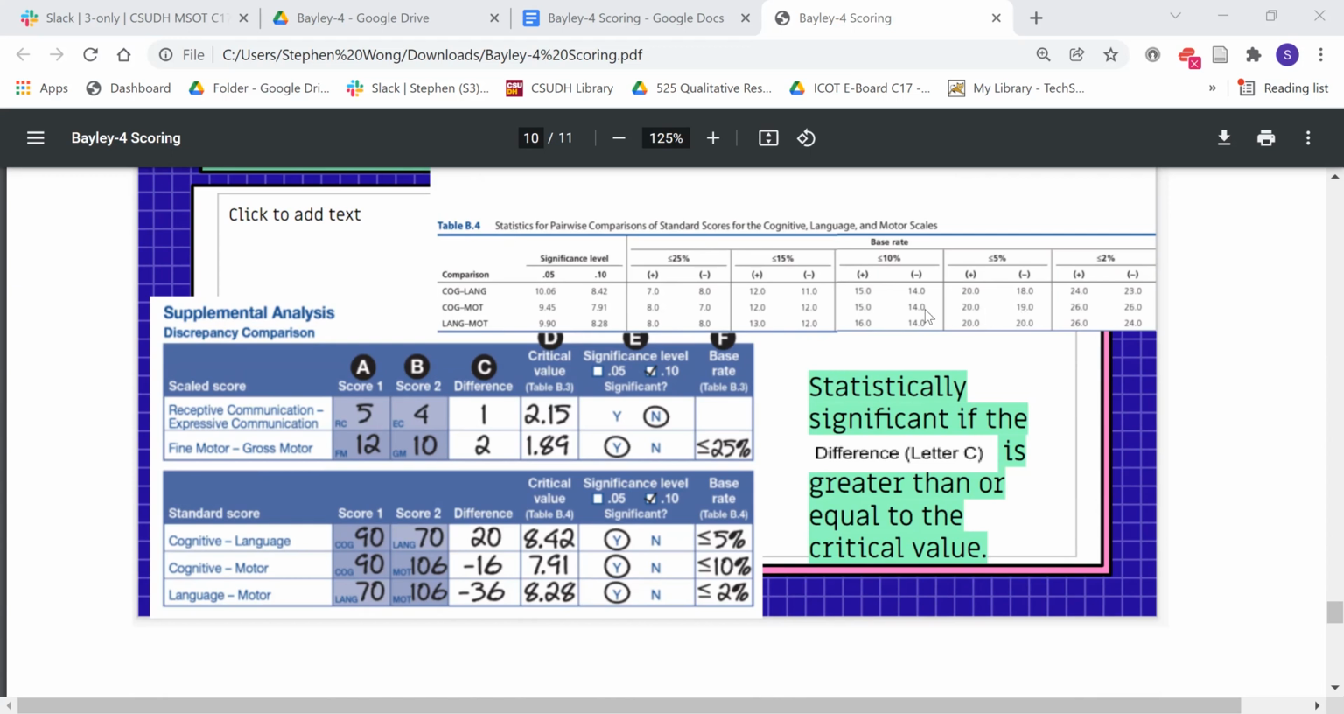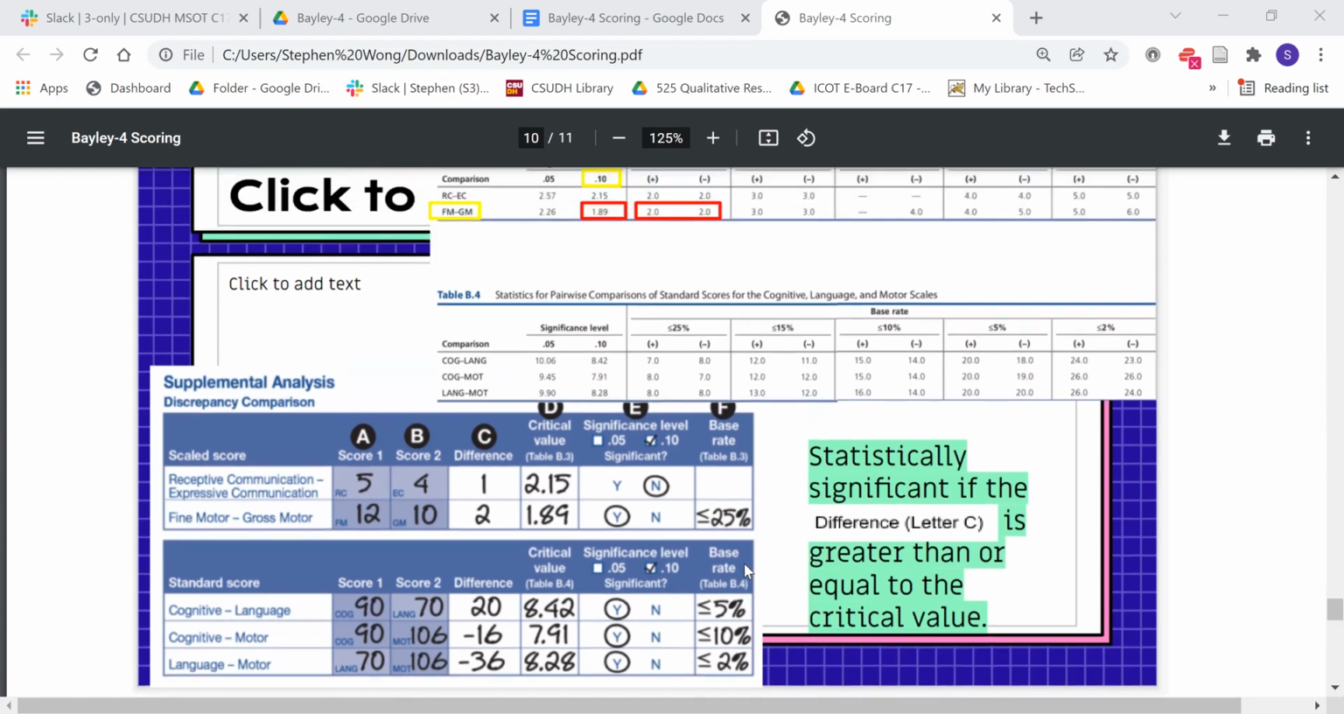So you would pick 14 in this case because 19 is greater than 16. We don't want the one that's greater than it. We want the next closest number that is less than it. Since 16 is between 14 and 19, we would choose the number closest to it that's less than it. So this would be negative 14, and our number was negative 16. So we take the base rate of less than or equal to 10%, and right here, base rate less than or equal to 10%.